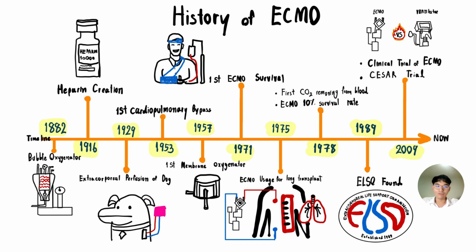This marked the beginning of ECMO as a critical life-saving procedure in the intensive care unit. And in 1975, ECMO was used for a baby suffering from meconium aspiration syndrome, demonstrating the utility in treating pediatric and neonatal patients, thus broadening the scope of the application of ECMO.